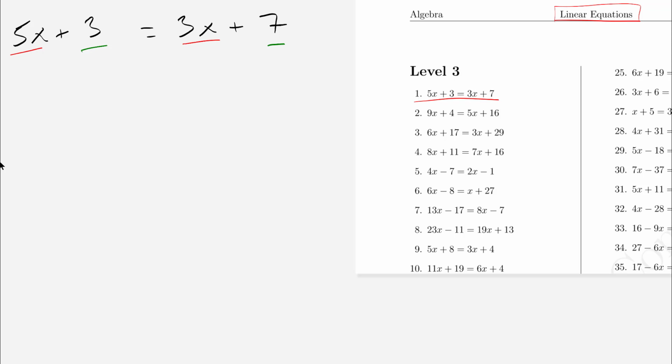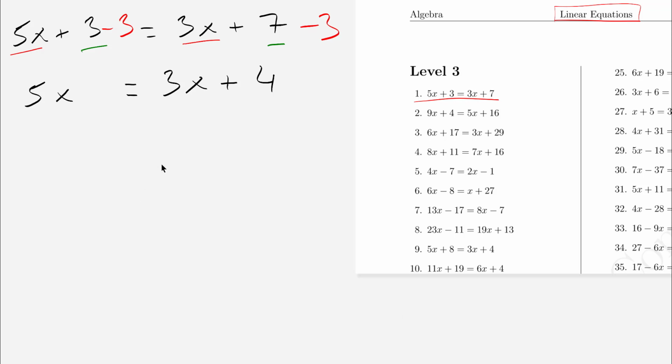So in order to deal with this plus 3, we're going to subtract 3 from both sides. So subtracting 3 and subtracting 3. So my next line is going to be 5x plus 3 minus 3 cancel equals 3x, and then plus 7 minus 3, that's plus 4.